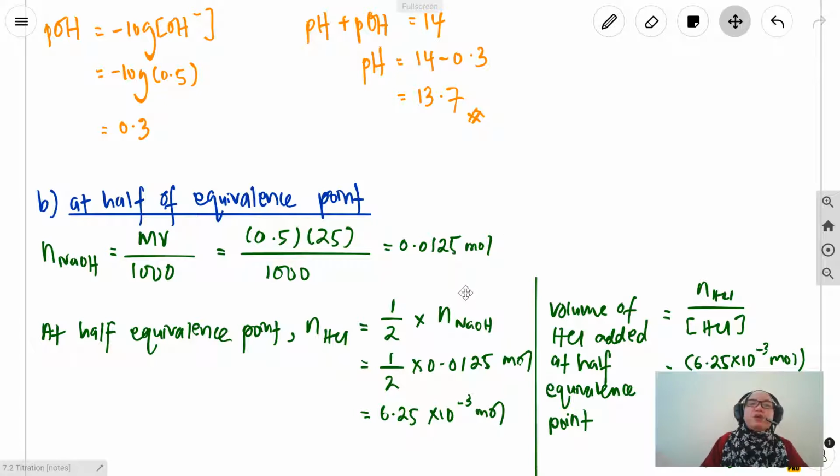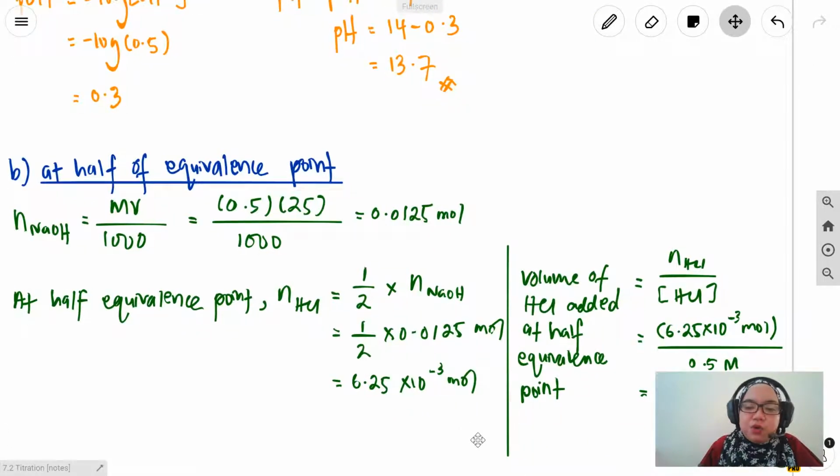At half equivalence point, it means 1 over 2. If the equivalence point is 1 over 1, it is the same. So for half of the equivalence point, it is 1 over 2 times the moles of sodium hydroxide. So we get the moles of HCl at half equivalence point as 6.25 times 10 to the power of negative 3 mole.